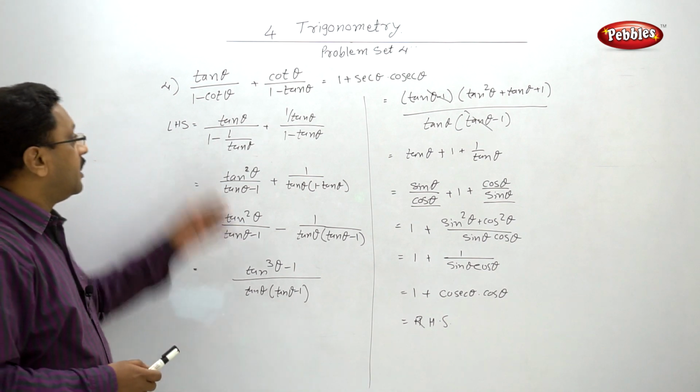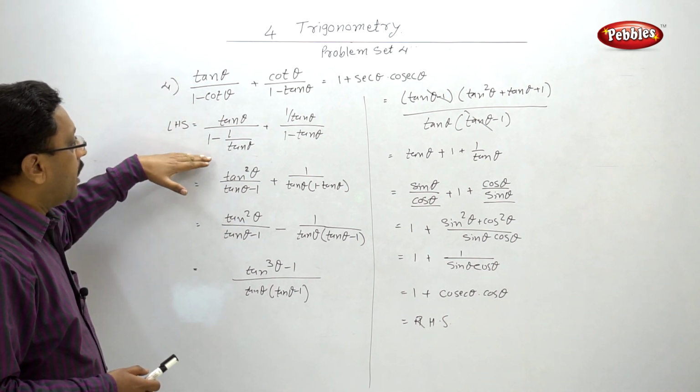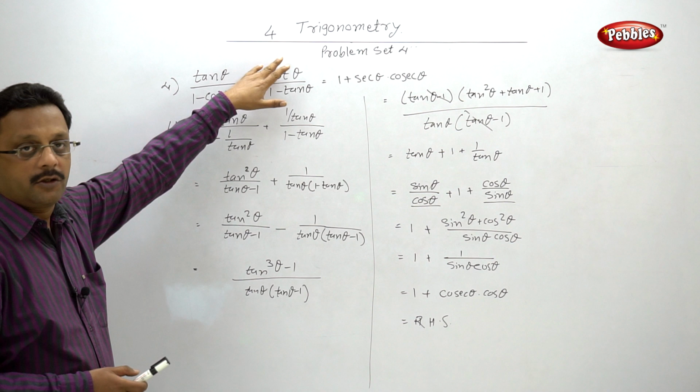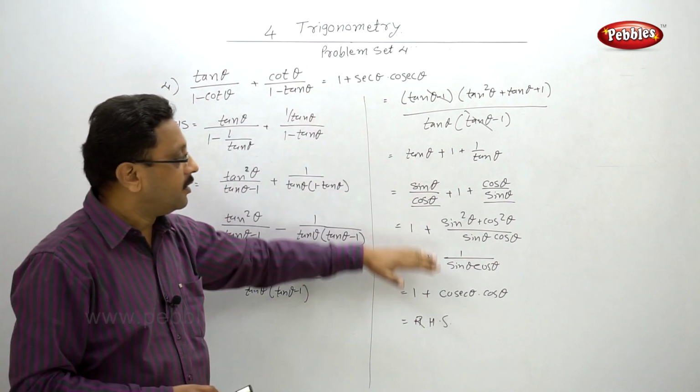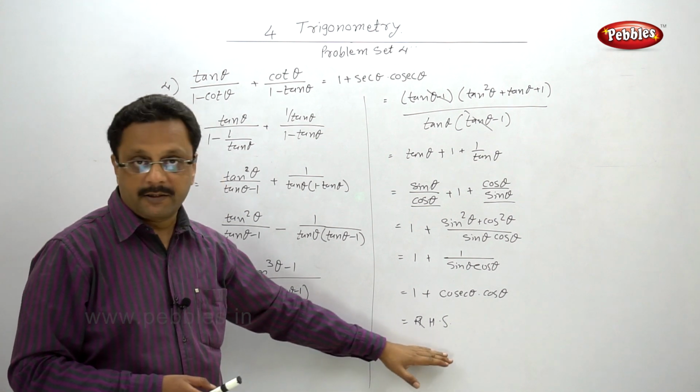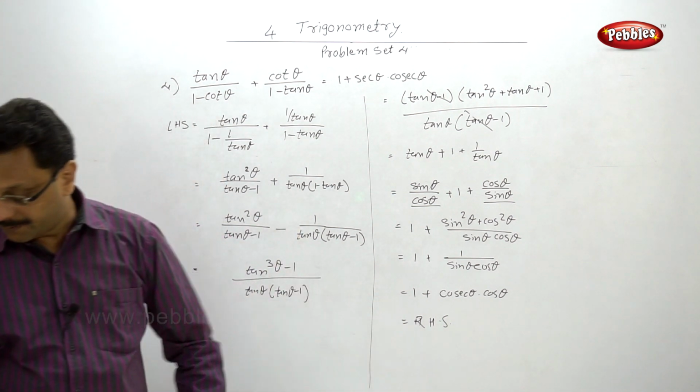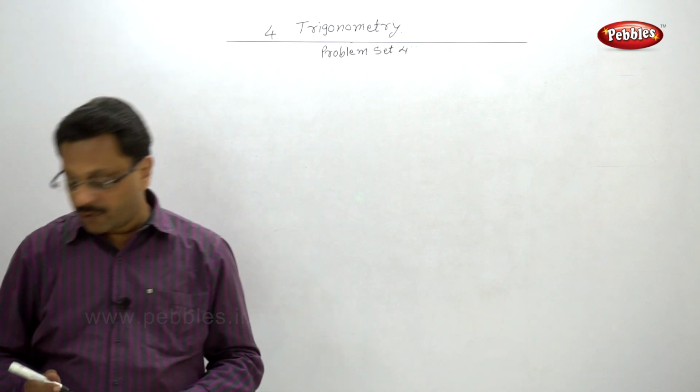I have started with the left hand side, then I have eliminated this cot and took tan everywhere, went on solving, and finally I came to right hand side. Let us see next example. Fifth example is somewhat tricky.